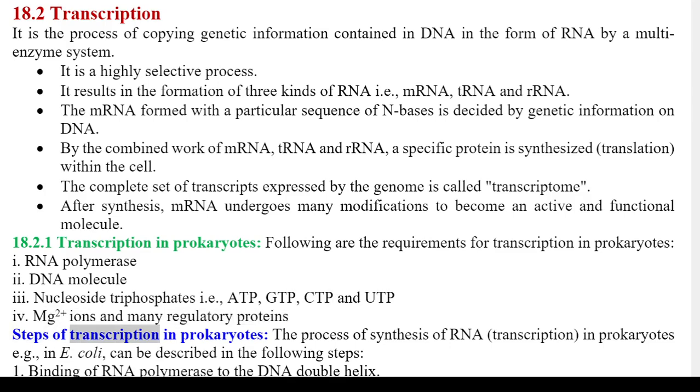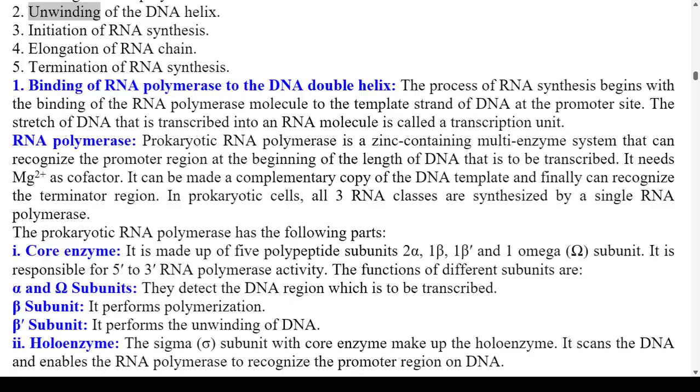Steps of transcription in prokaryotes. The process of synthesis of RNA, transcription, in prokaryotes, for example in E. coli, can be described in the following steps. 1. Binding of RNA polymerase to the DNA double helix. 2. Unwinding of the DNA helix. 3. Initiation of RNA synthesis. 4. Elongation of RNA chain. 5. Termination of RNA synthesis.